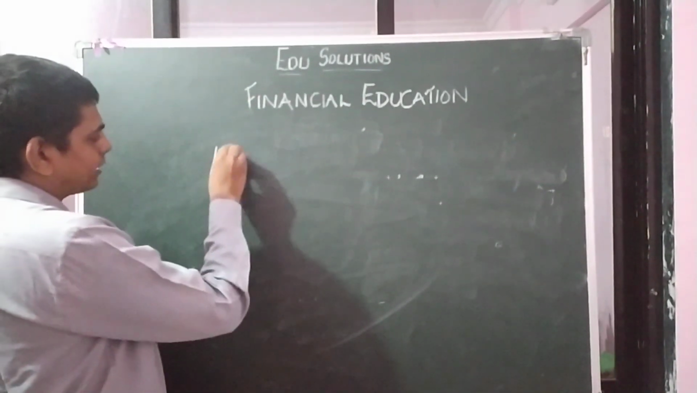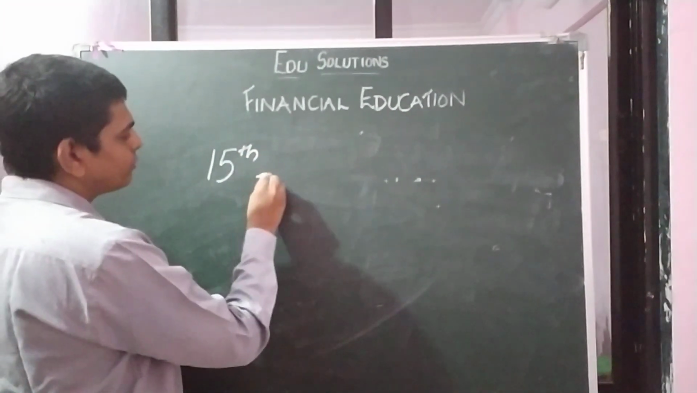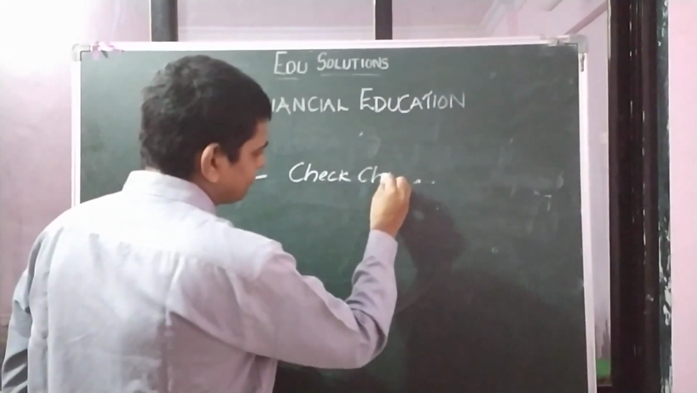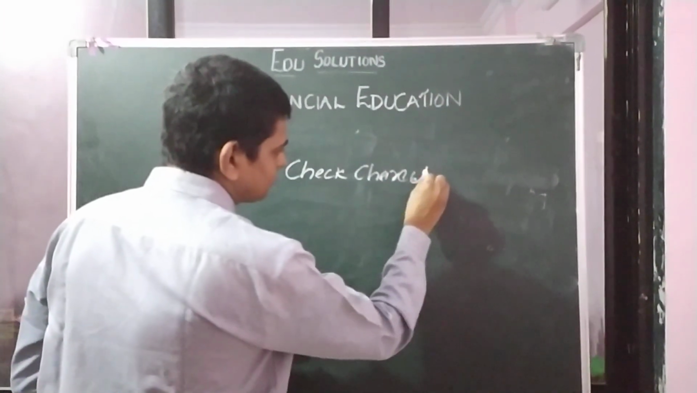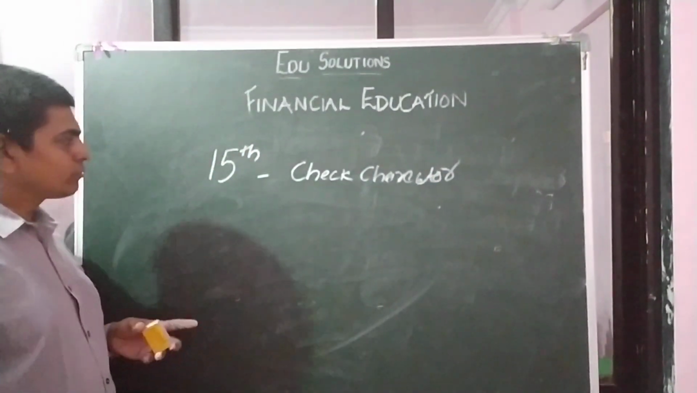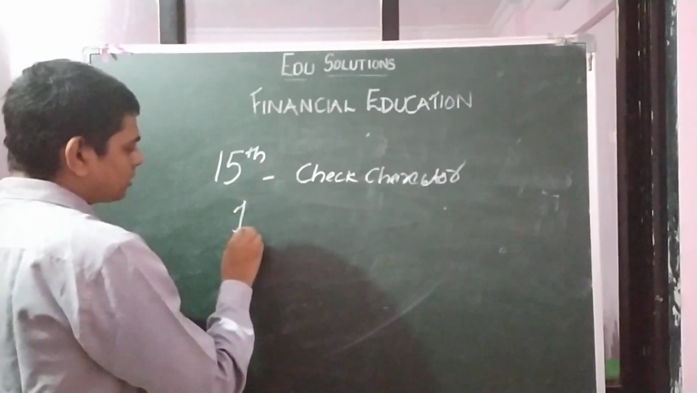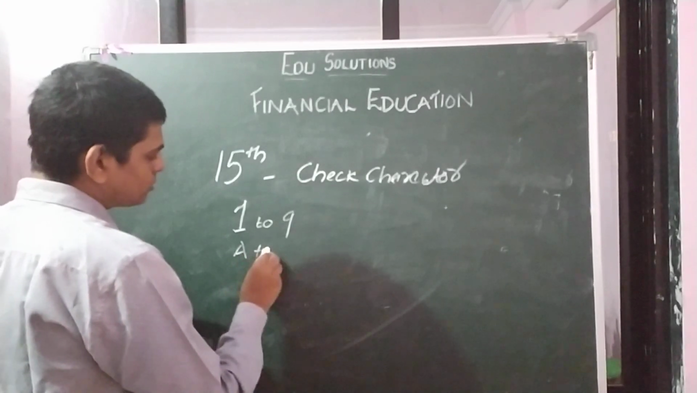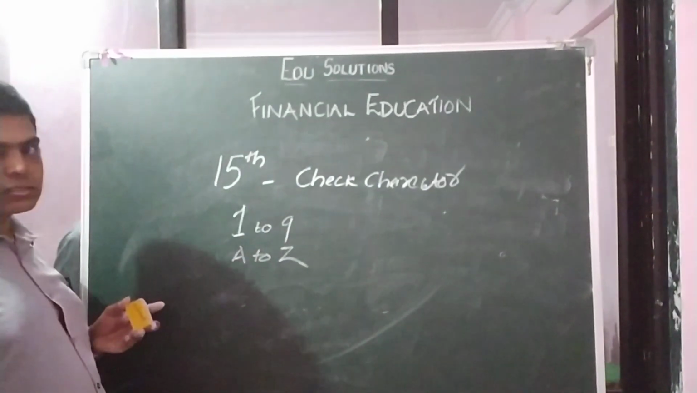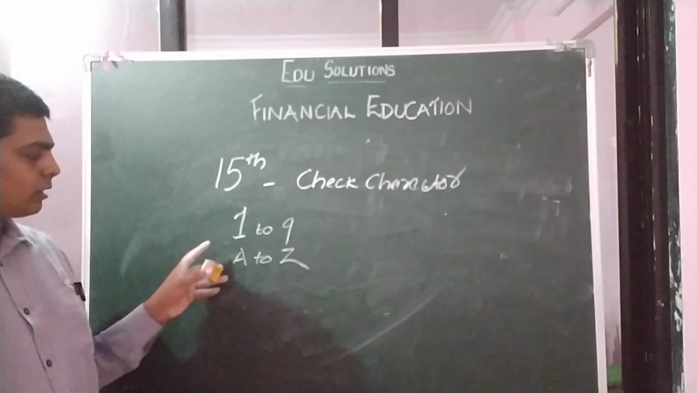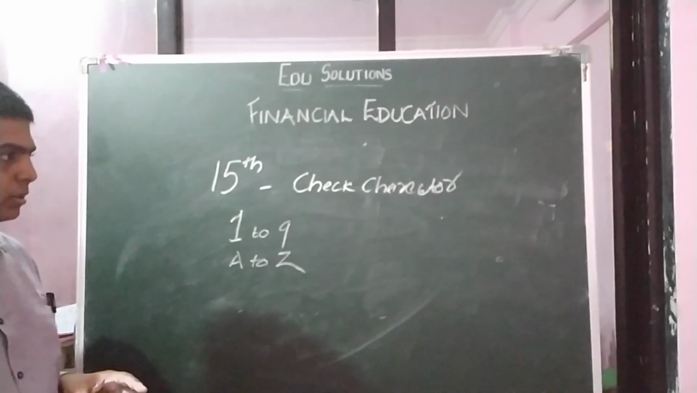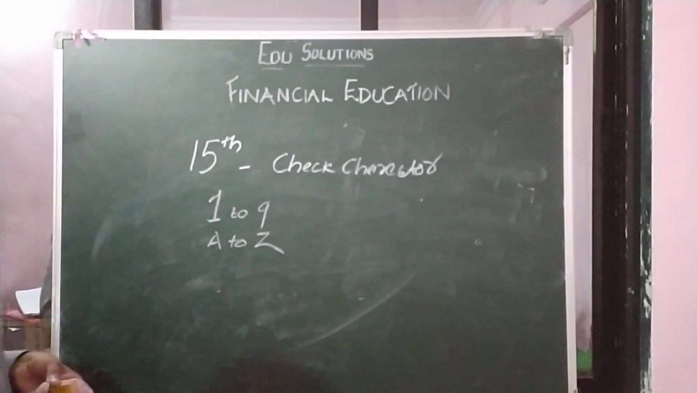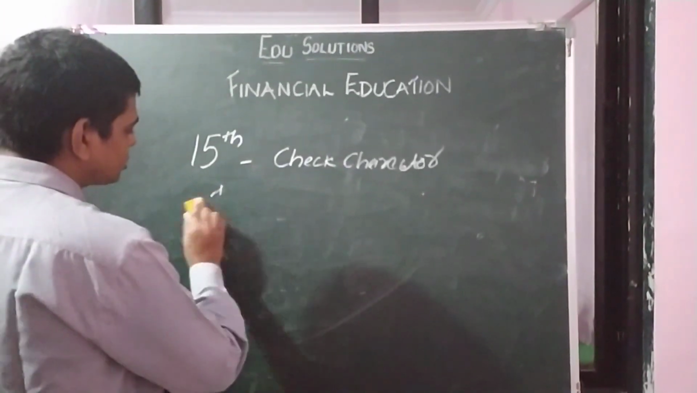Now the 15th character. The 15th is a check character, which means it can be any random number between 1 to 9 or A to Z. There is no logic behind this. They will choose any random character in your GST number. So there is no logic or reason behind this. Okay, now we have just finished the GST number.